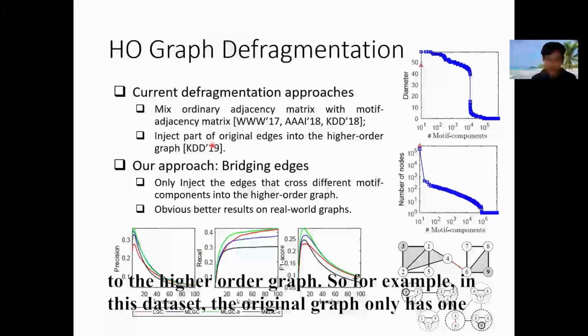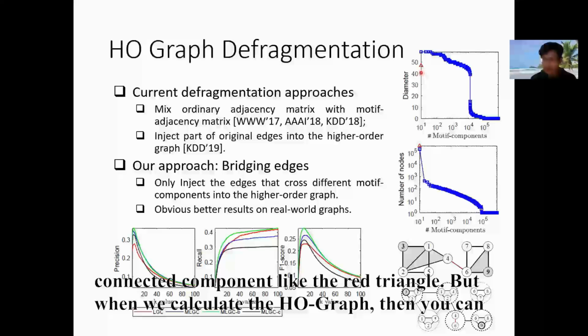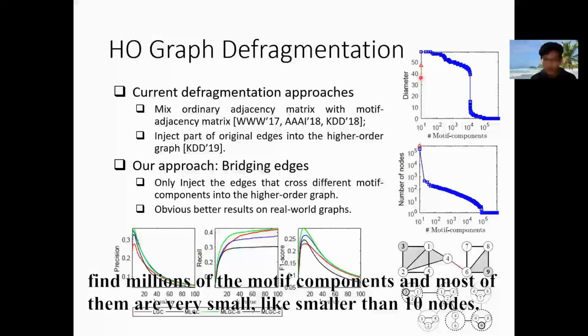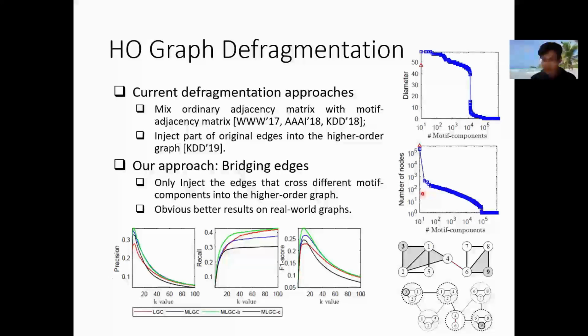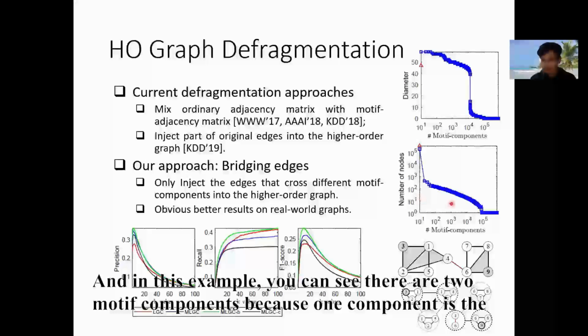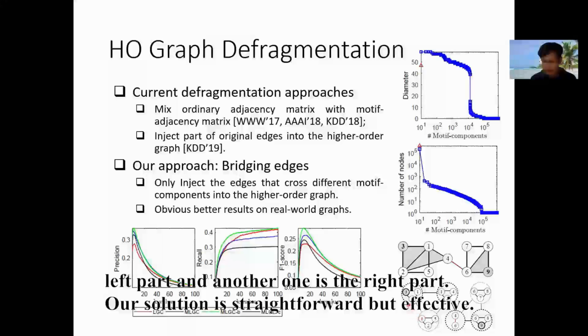So, for example, in this dataset, the original graph only has one connected component, like the red triangle. But when we calculate the actual graph, you can find millions of motif components, and most of them are very small, like fewer than 10 nodes. And in this example, you can see there are two motif components, because one motif component is the left part and another one is the right part.